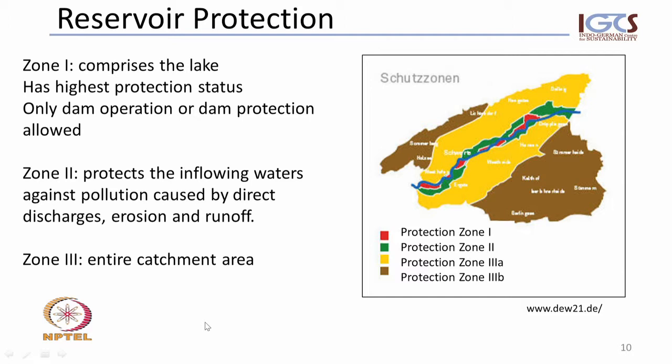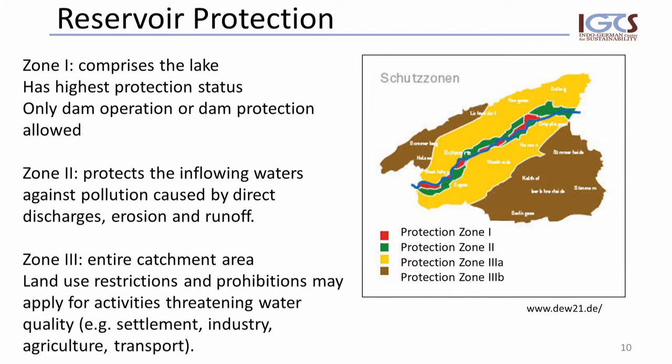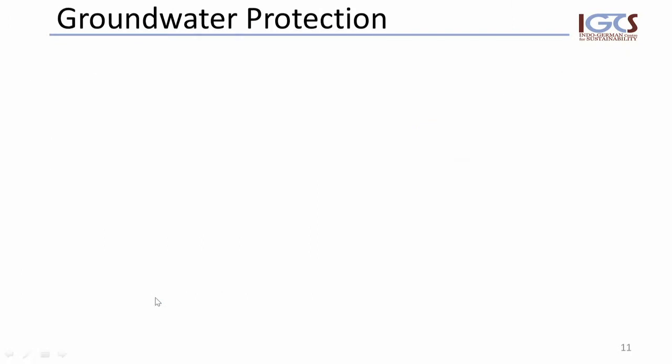And we have zone 3, which includes the entire catchment area. This means that land use restrictions and prohibitions may apply for activities which potentially threaten the water quality. So certain sizes of settlements may be restricted. Certain industries, agriculture, and transportation may be restricted in the catchment area where such a water reservoir occurs.